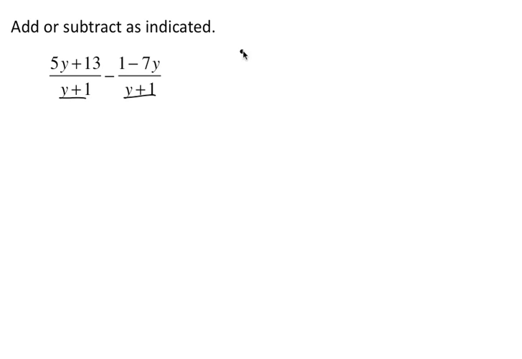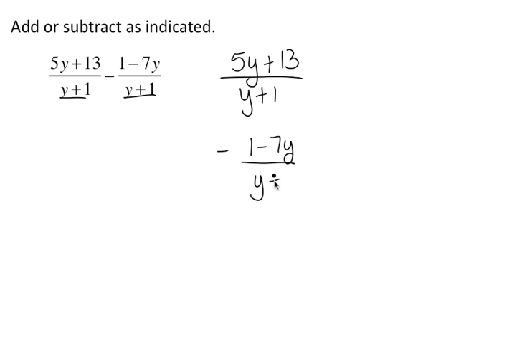So if we write it like we are used to writing those fractions, so (5y plus 13) over y plus 1, sorry, not plus 2, plus 1, and then minus (1 minus 7y) over y plus 1. So the denominators are the same. So now we have to deal with the numerators. So we can just write the denominator at the bottom.